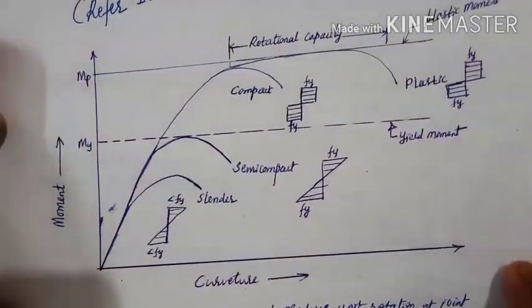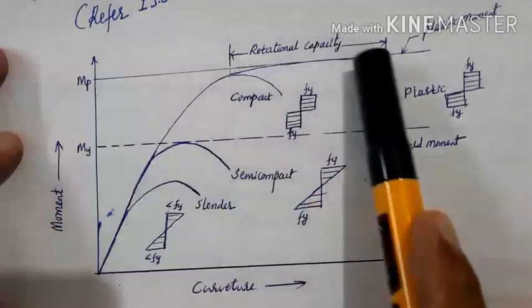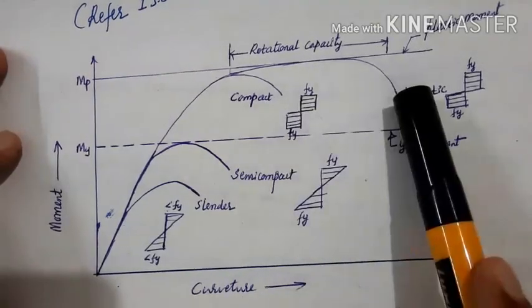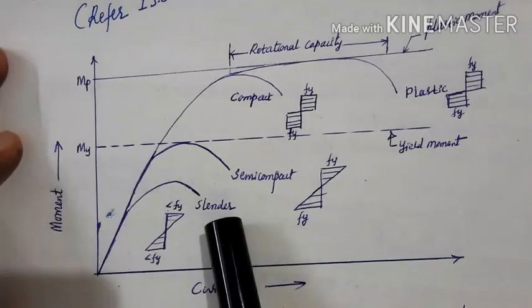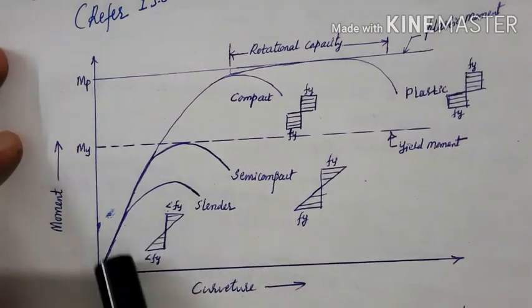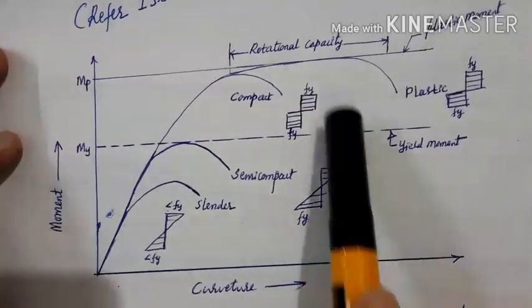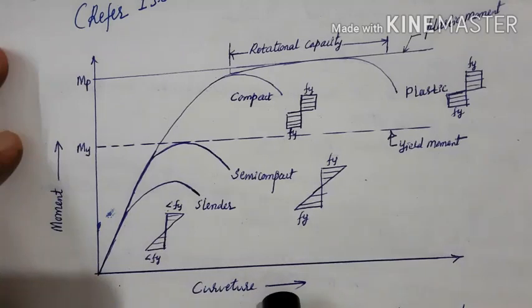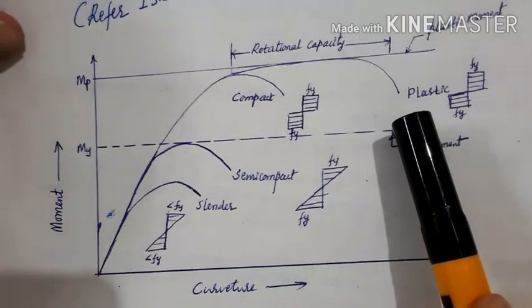This graph I explained: there is moment versus curvature, and this represents the plastic sections and compact sections, then the semi-compact section and the slender sections. So this graph I explained in the previous lecture, and based on this graph, let us see how the sections are classified by taking some examples.